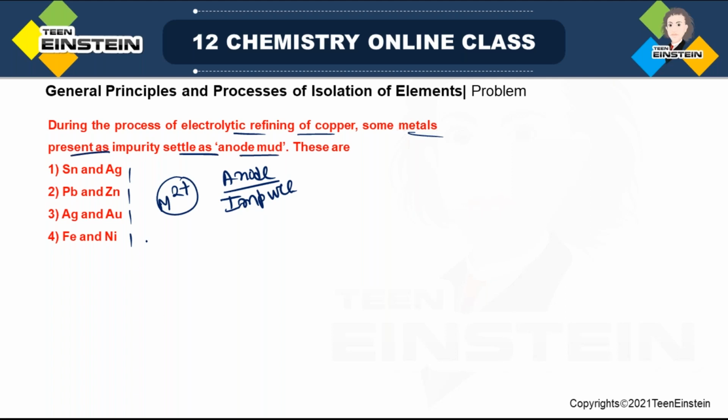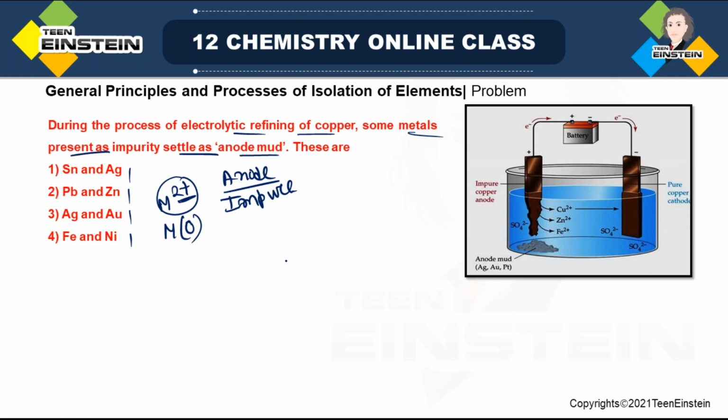But there are some metals which are not in ion form, that is, they remain in the zero form. When a metal is in the zero form, it cannot be in the solution phase. It will be in the solid state and will be deposited just below the anode. That is why it is called anode mud. Remember this picture that we have already discussed. Here I have given this picture again, with impure copper as anode, pure copper as cathode, and different types of impurities.